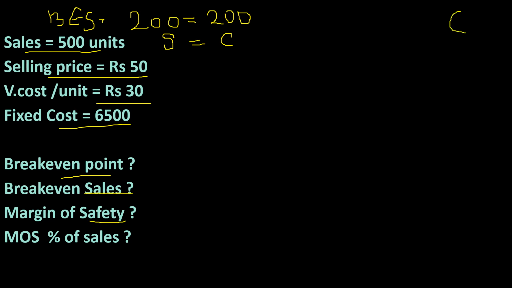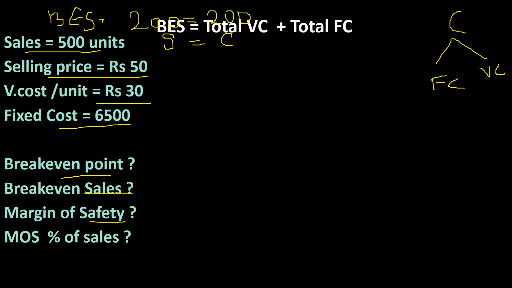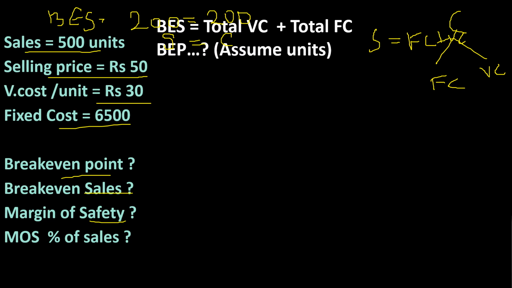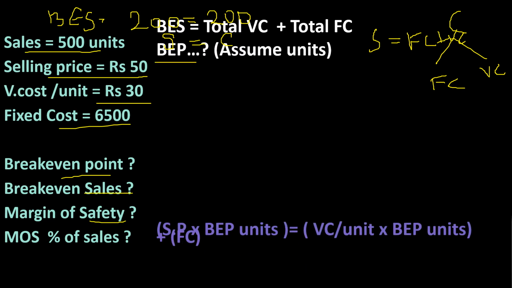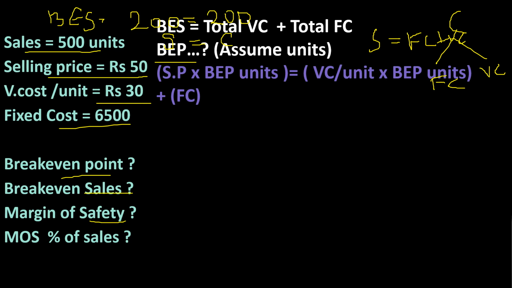The cost is divided into fixed cost and variable cost. The difference between these two is clearly explained in the previous video. So the break-even sales is equal to total fixed cost plus total variable cost. So sales is equal to FC plus VC. Here we have to find out the break-even points. So this is the formula: selling price into BEP units is equal to fixed cost plus variable cost into BEP units.